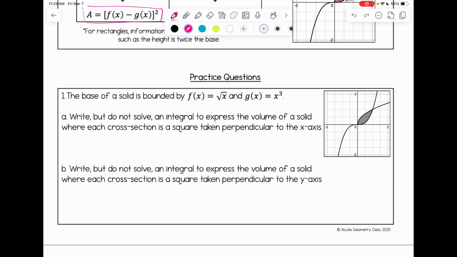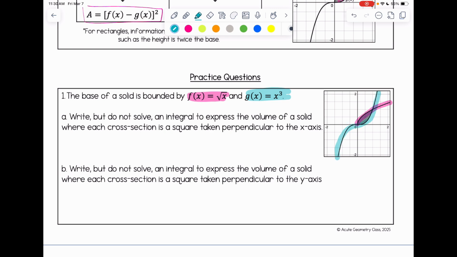All right, so what we're going to do first is practice writing some of these volume equations, basically setting up an integral that would express the volume. For number 1, the base of a solid is bounded by f of x equals the square root of x, and g of x equals x cubed. Before I get too far, I'm going to highlight in color code that the square root function is pink, and our cubic function is blue.